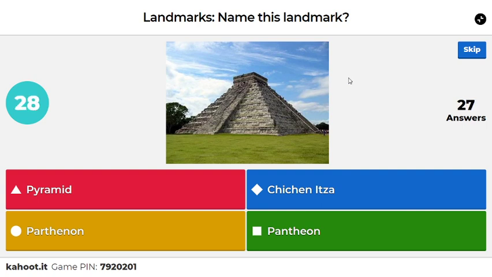Yes, name this landmark. Which one is it? Pyramid, Chichen Itza, Parthenon or Pantheon? Which one?